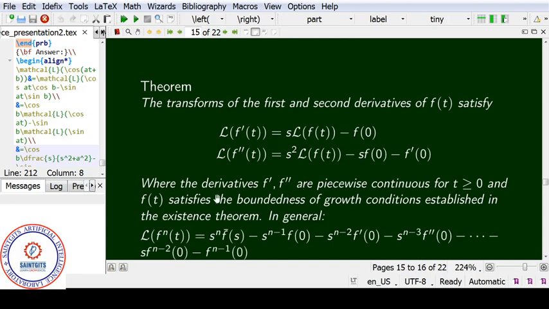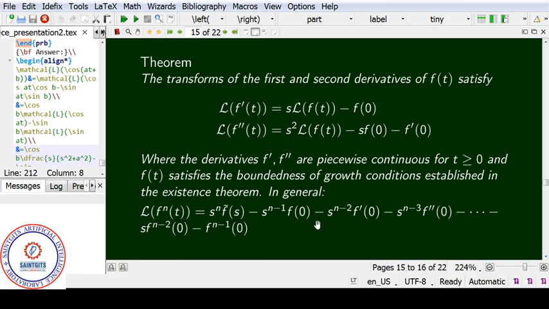There are some mild conditions. One is that f dash and f double dash are piecewise continuous. Then only we can apply the Laplace transform. And also the function f of t on the right side should satisfy the boundedness of growth conditions in the existence theorem. If we generalize this to the Laplace transform of the nth order derivative, we get: Laplace transform of the nth order derivative is equal to s to the power n f bar of s minus s to the power n minus 1 f of 0 minus s to the power n minus 2 f dash of 0 minus s to the power n minus 3 f double dash of 0 minus etc., minus s into f n minus 2 of 0 minus the n minus first derivative at the point 0.